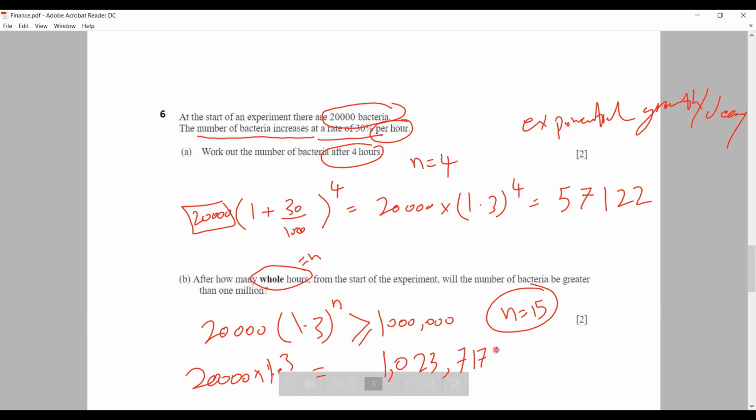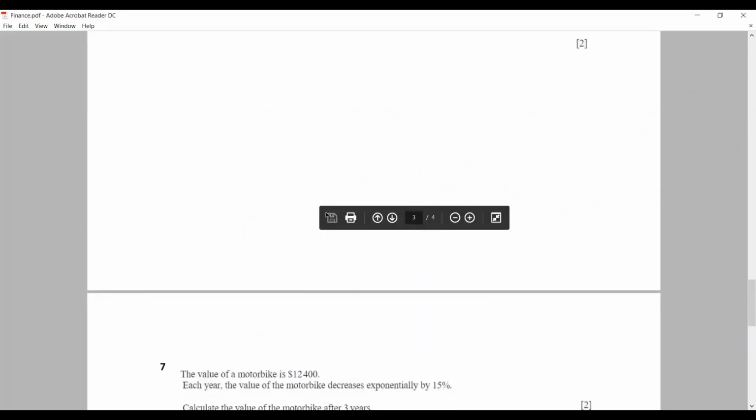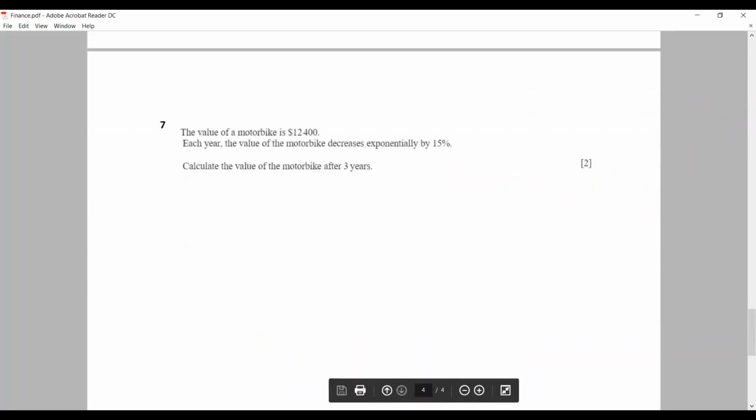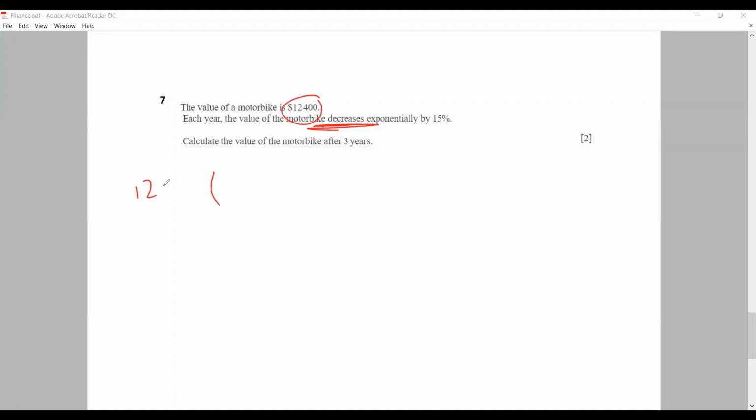Okay, so next question is exponential decay. That's the last question for today. The formula that we're going to use is same. So as you can see, that's the decrease, that's a decay. We have this value 12,400. That's the value of a motorbike. Of course, after a few years, the value drops by 15%. So that is 1 minus 15%.